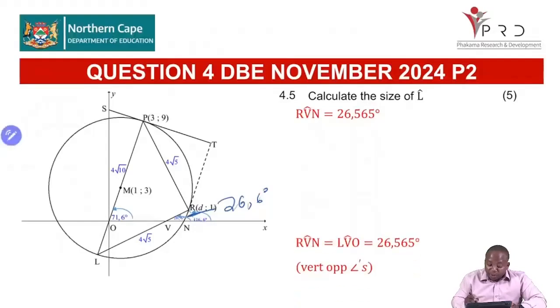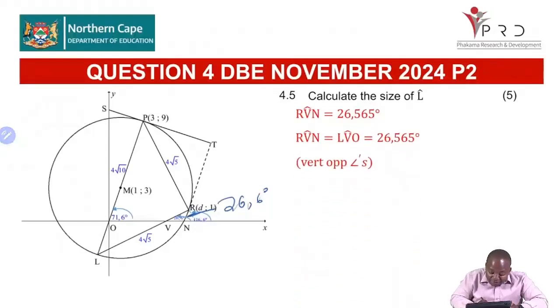Now what I do also see is the following. RVN is also equal to LVO. These two angles are equal. Why? Because those are the vertical opposite angles. You didn't have to write the reason down, but I just wrote it so that you can understand what the reason is here. So this is also 26,6 degrees.